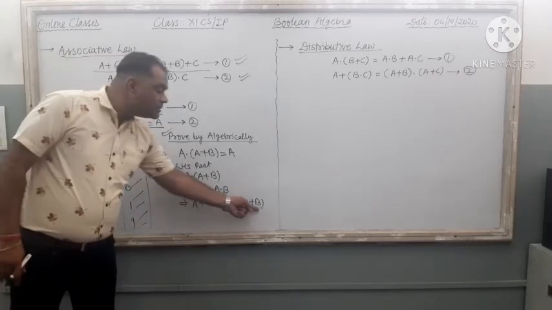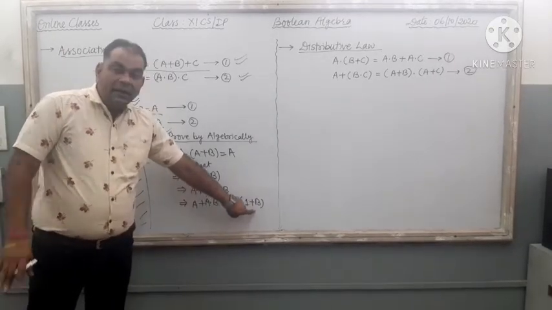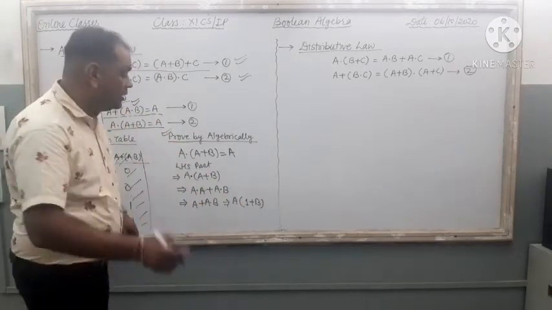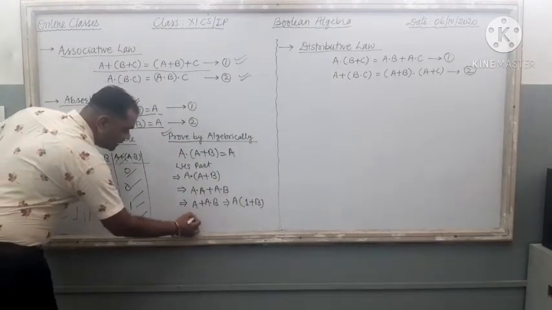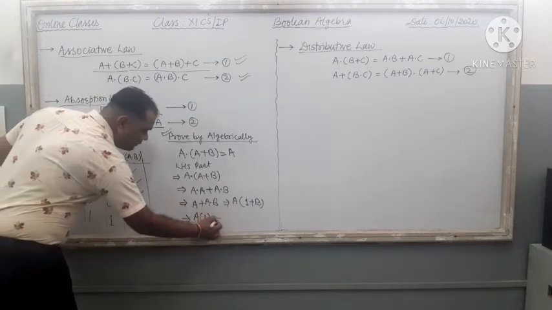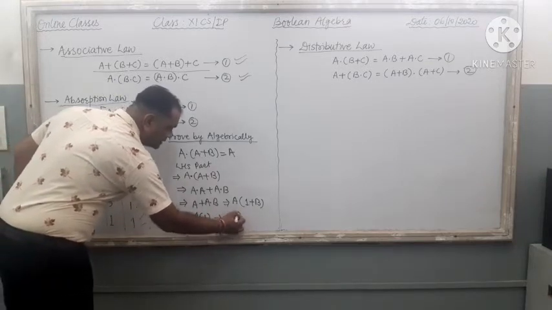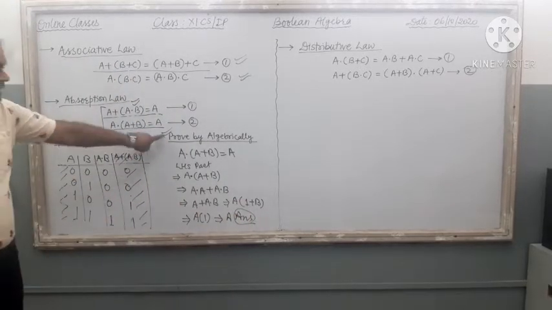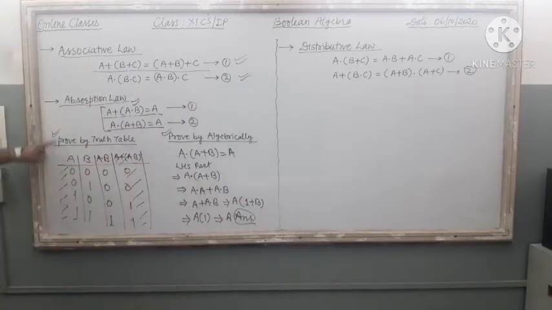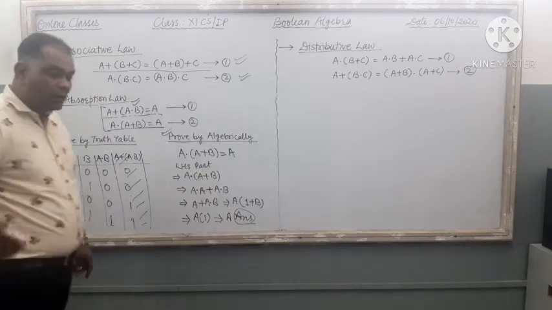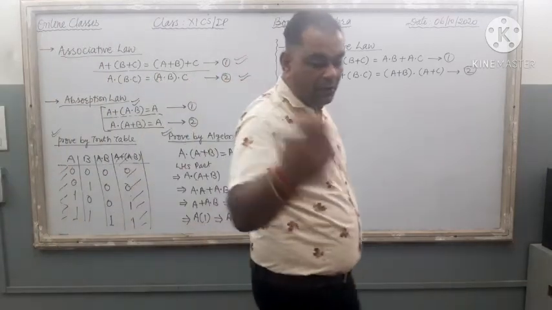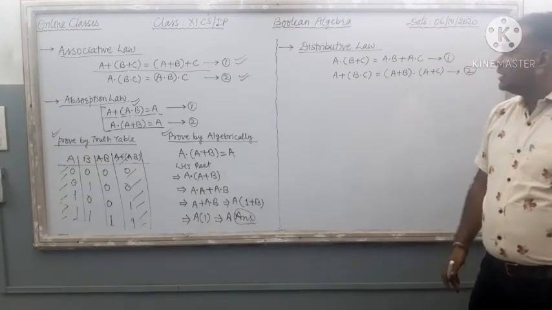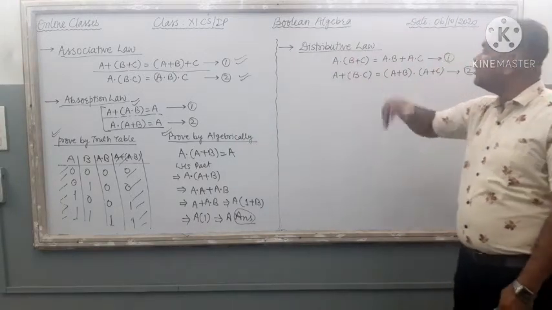Now what is 1 plus B? It is an OR gate. If one signal is 1, the overall result is 1. So here we can say A dot 1 is A, hence proved. Clear? It is the algebraic method, and the other is the truth table method. You can solve the law according to your style and concept, whichever is easier for you. Now come to the last one, the distributive law.